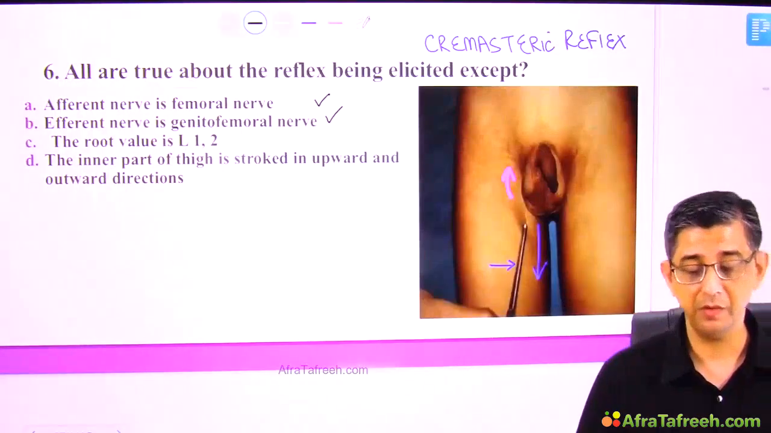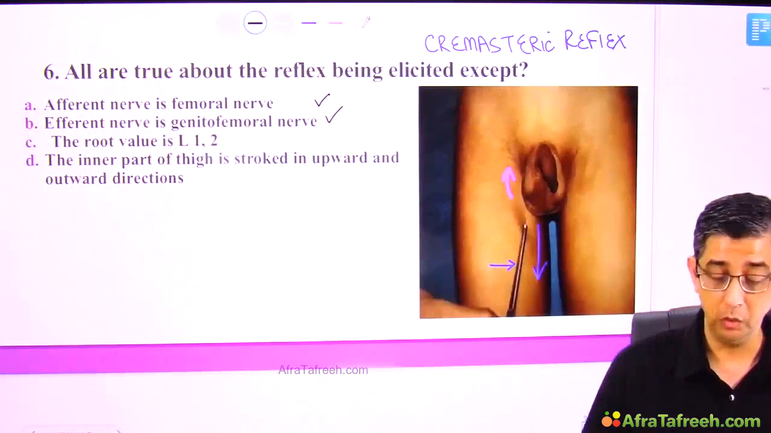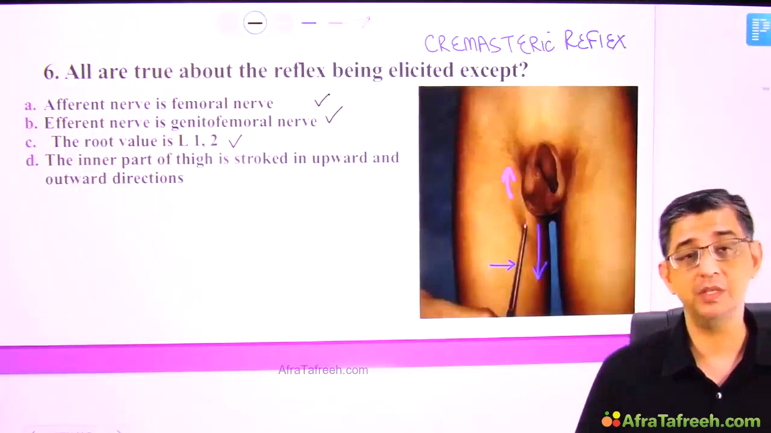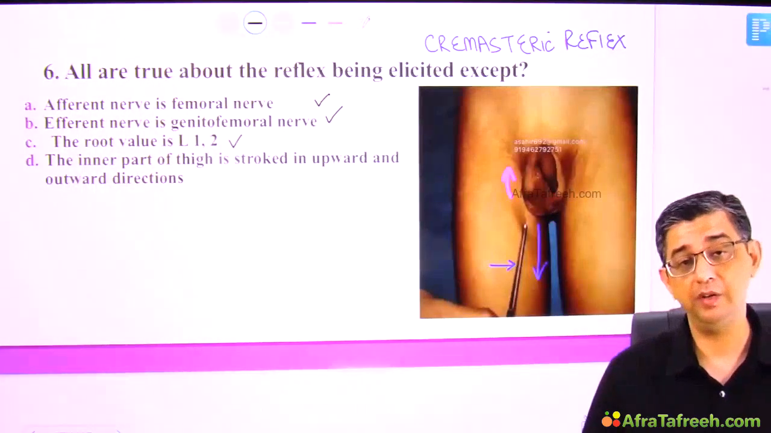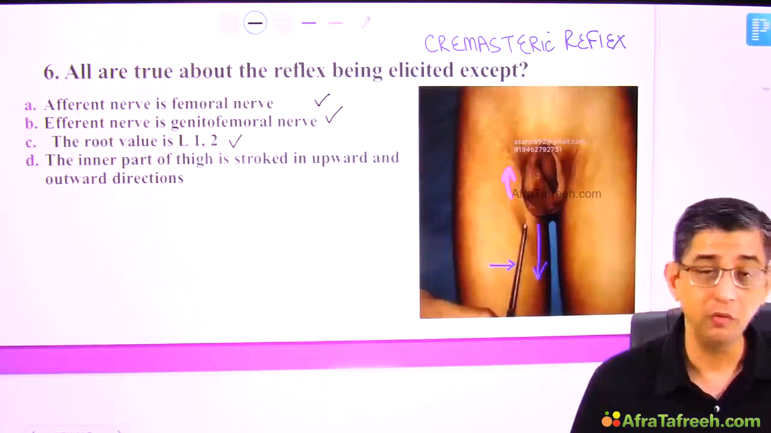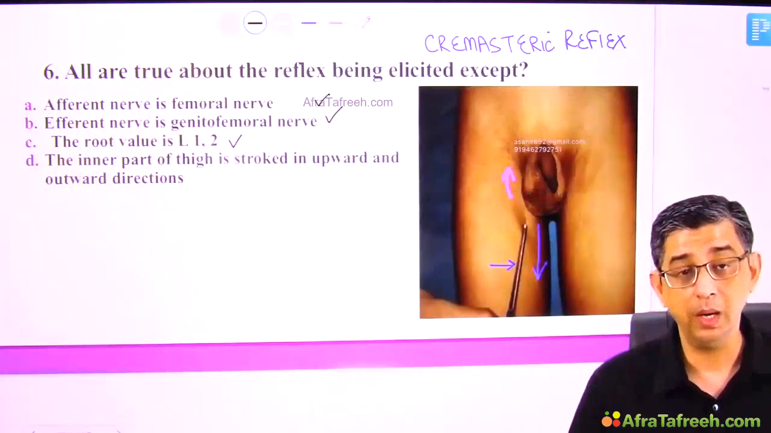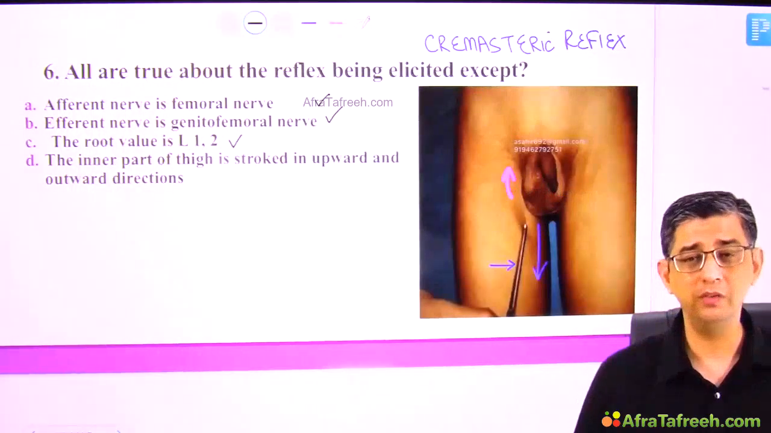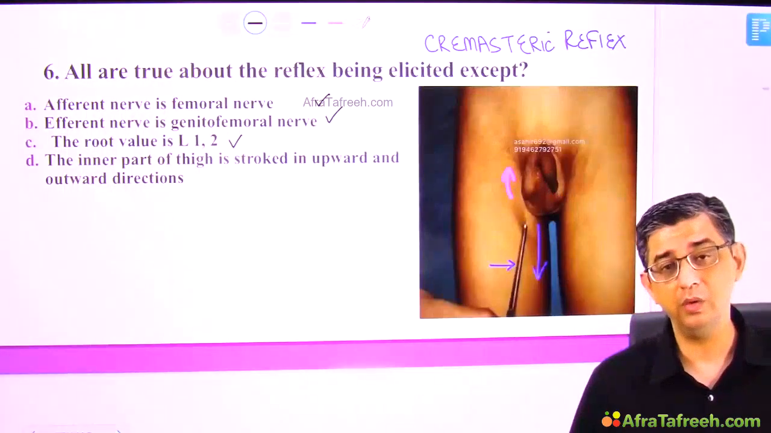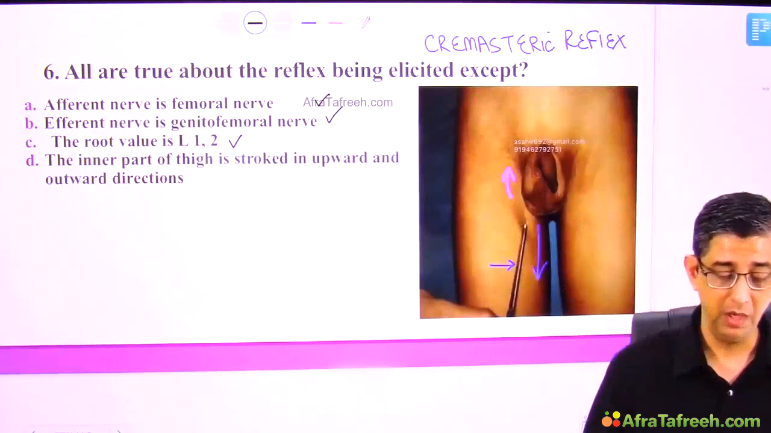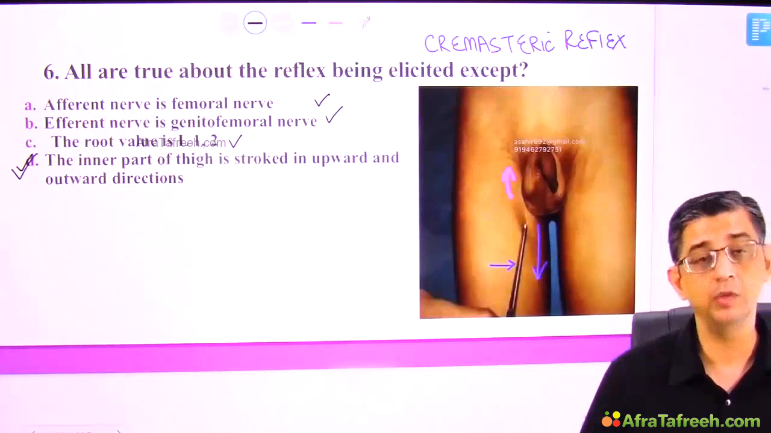Yes, in cremasteric reflex, the root value is L1, L2, and the reflex per se is composed of the afferent and the efferent. But if you look at D, what's wrong about it? He says the inner part of the thigh, till then it's okay, is stroked upward and outward. No, it's rather stroked downwards, it's not stroked upwards and outwards. So the correct answer to this MCQ is option number D.